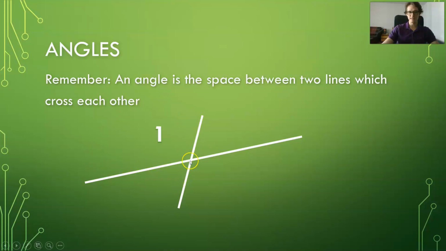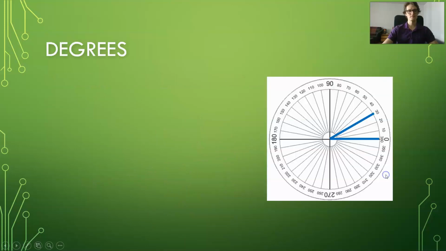It's not the lines that are the angle, but it's the space between them. So that's one angle. This space is another angle. This space here is another angle. And this space here is another angle, right? So angles are the space between two lines which cross.